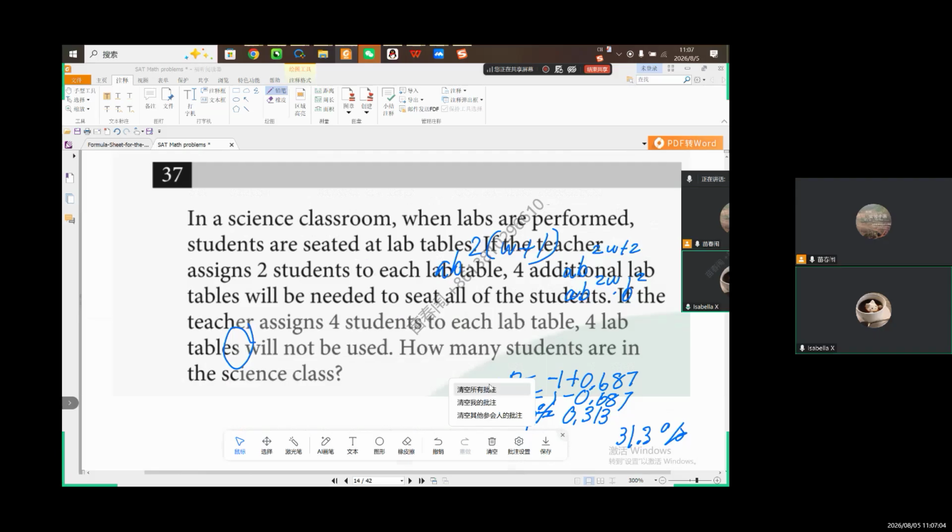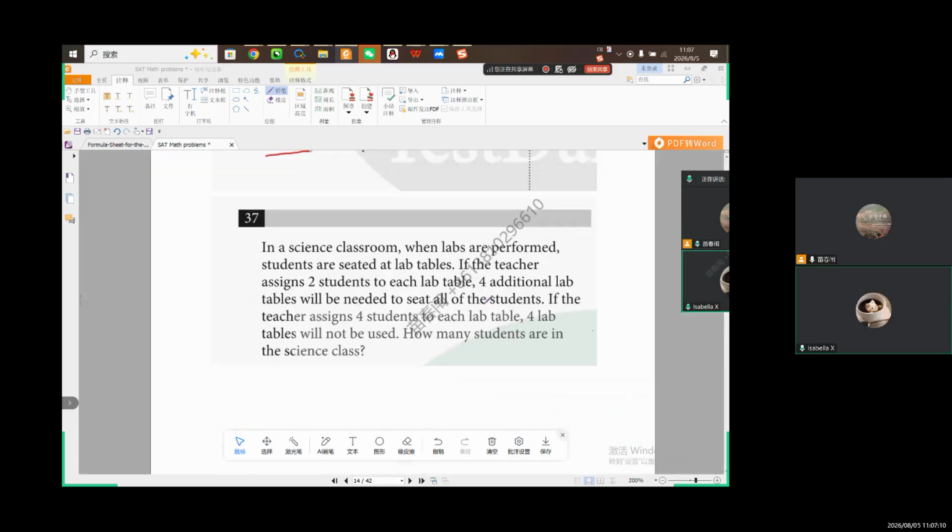Yeah, I just didn't know how to set it up, how to use the variables to set up the equation. Well, let's just draw this. The labs are performed as students are seated at the lab table. If the teacher assigned 2 students to each lab table and 4 additional labs... I know we probably need to set up a system of equations. I just didn't really know how to do it. Draw the picture. Drawing the picture is the first key for this.